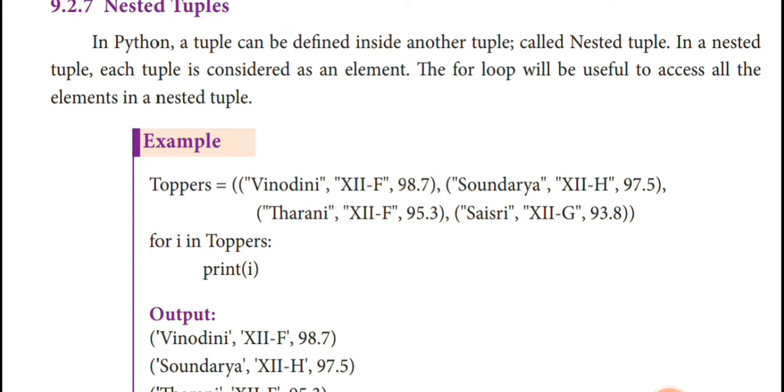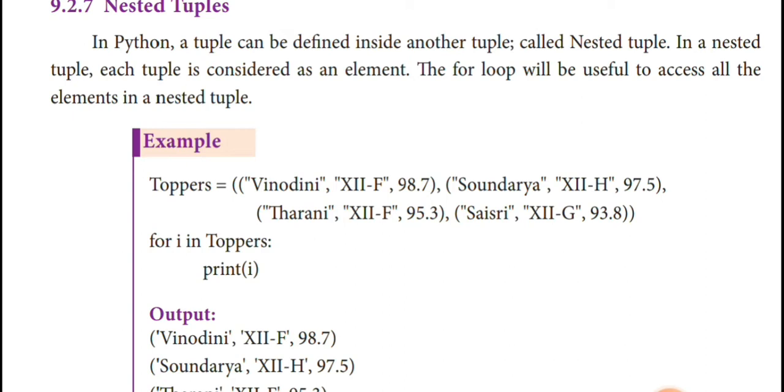A tuple within another tuple is known as a nested tuple. Here each tuple is considered as an element. So how many elements are present? Four elements are there: the tuples of Vinodini, Soundarya, Dharani and Sai Sri.